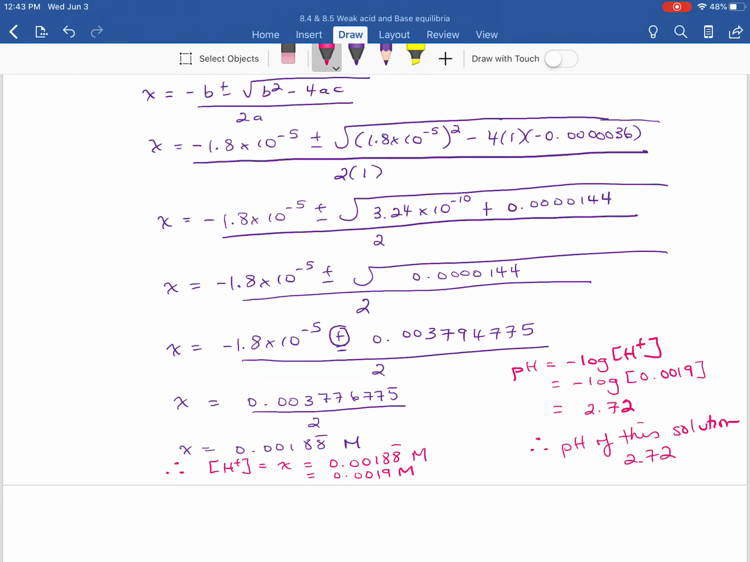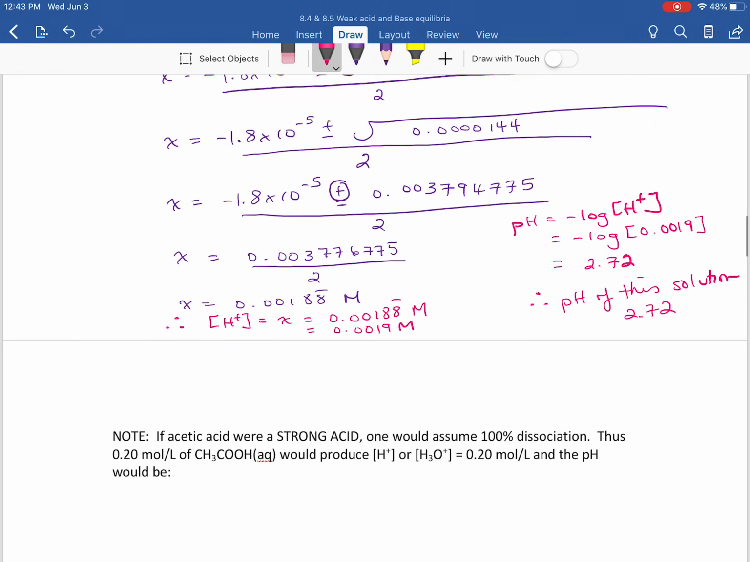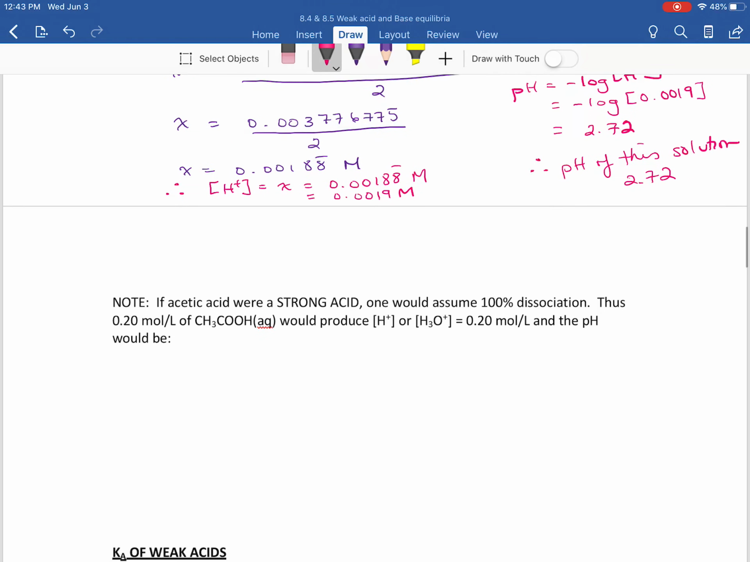Let's try another one, shall we? Oh, sorry. Forgot about this. If acetic acid were a strong acid, guess what? It's not.